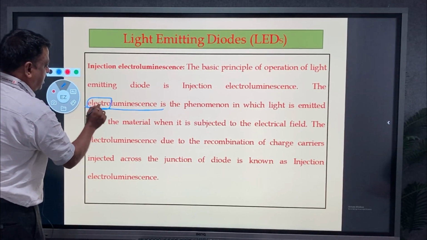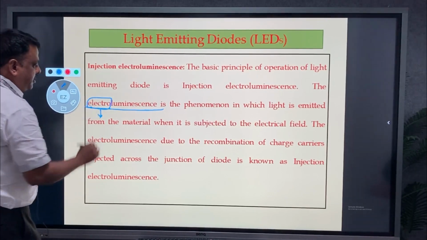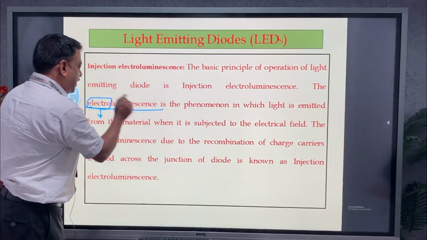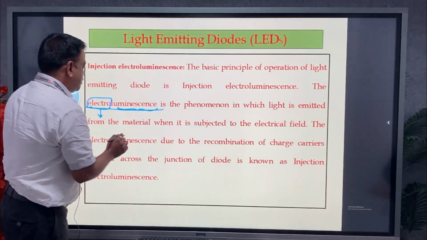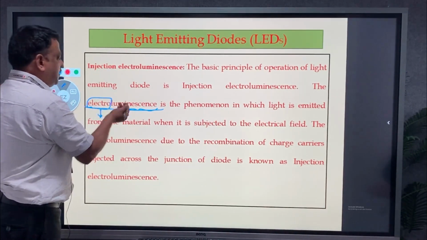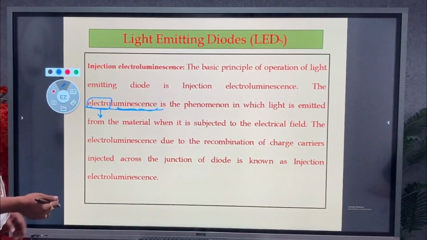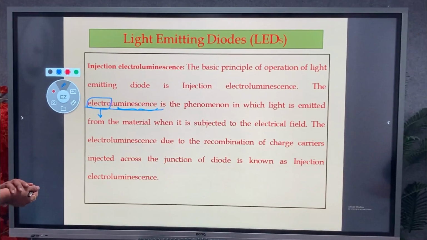The material is subjected to the electric field. When applying the electric field, it emits light. Luminescence means light, so light emitted due to the application of an electric field is called electroluminescence. Electroluminescence is the phenomenon in which light is emitted from a material when it is subjected to an electric field.